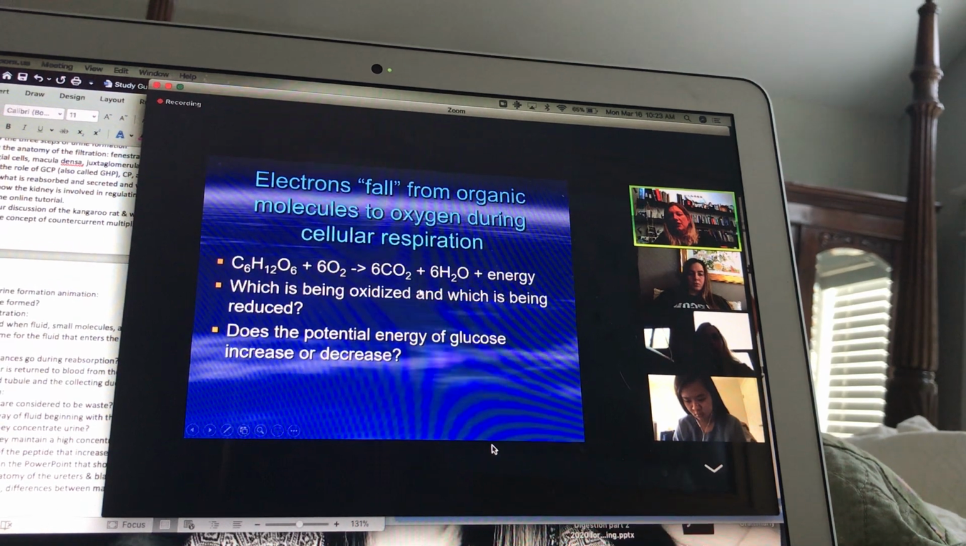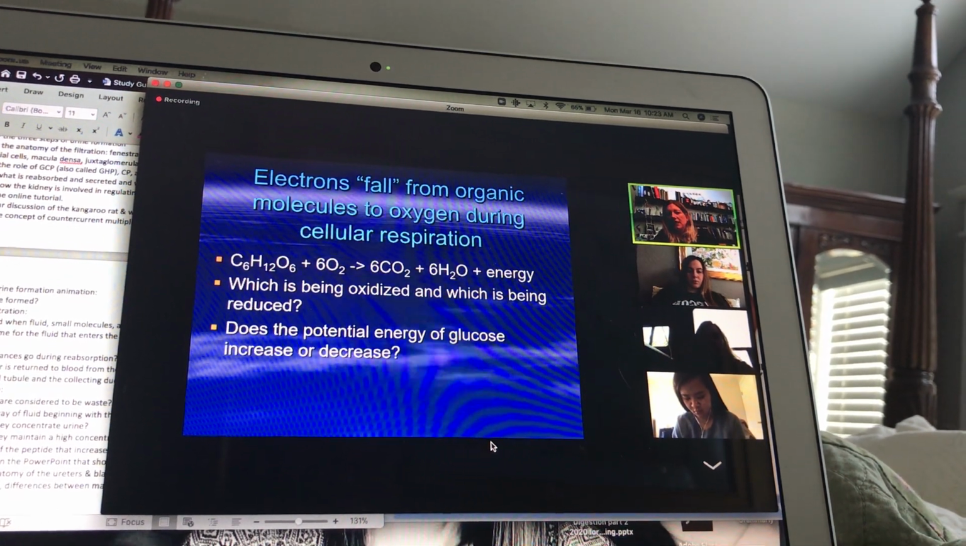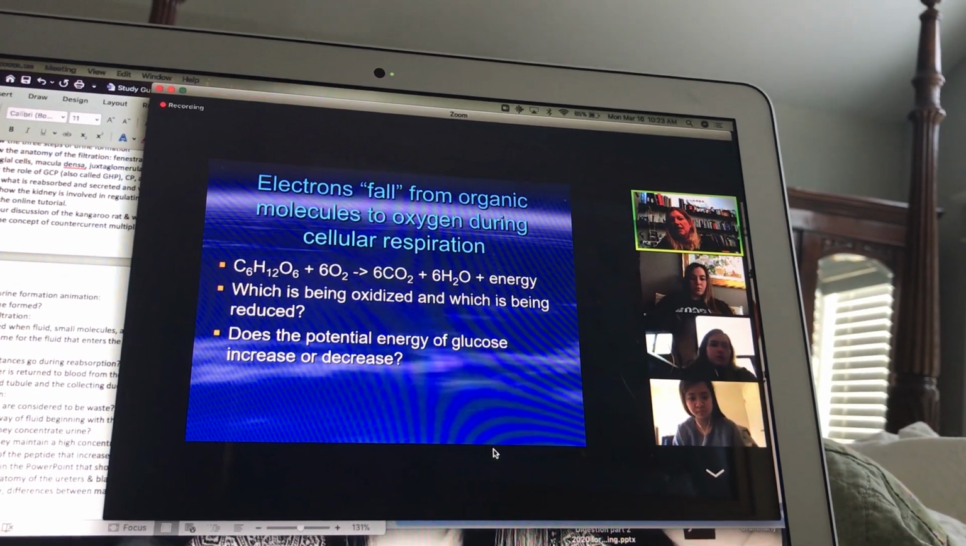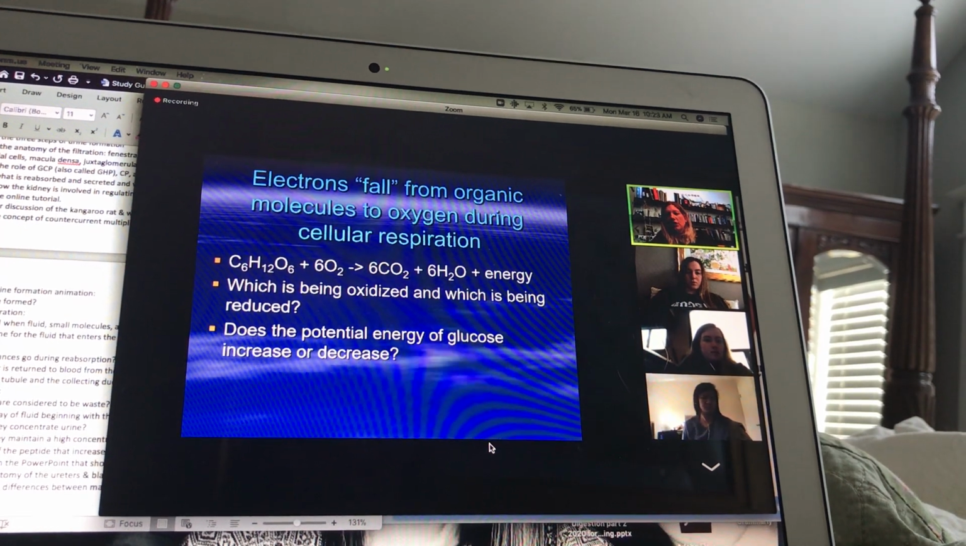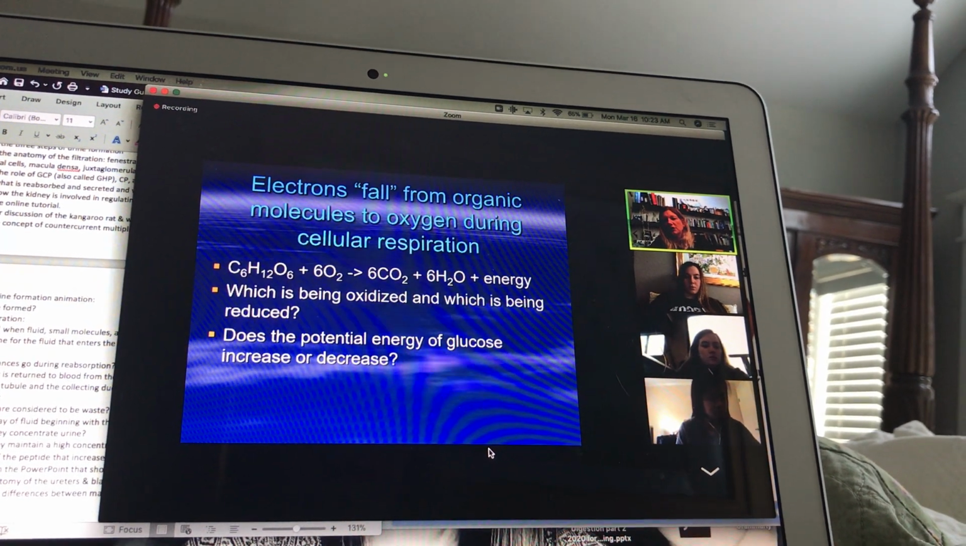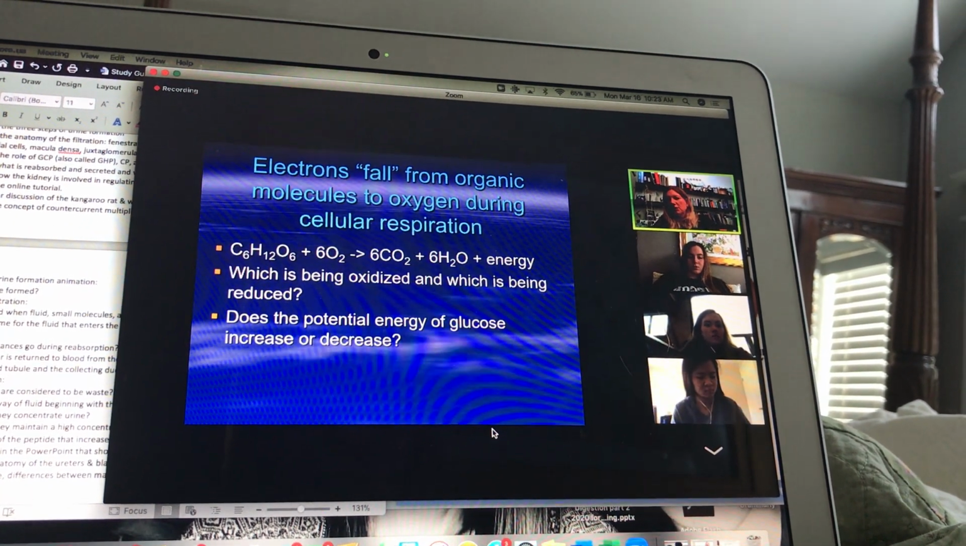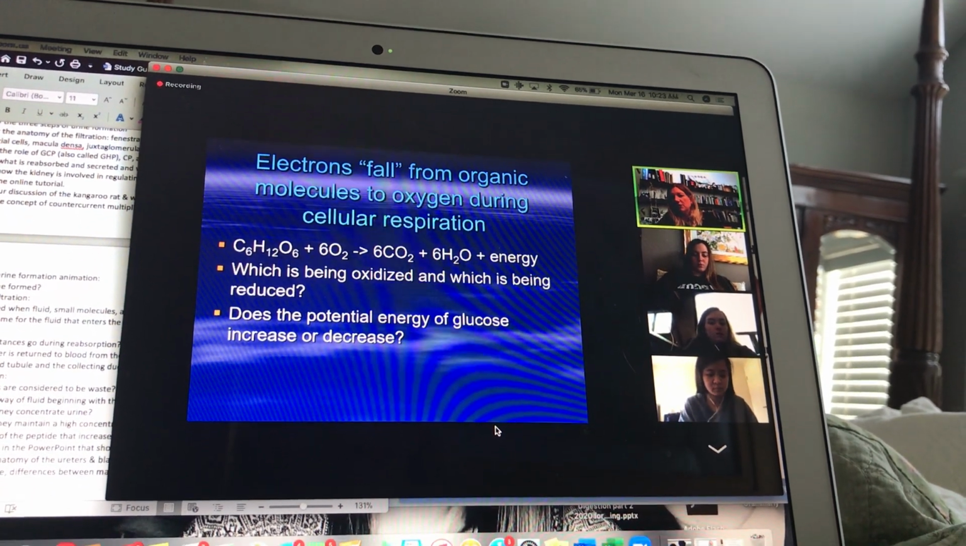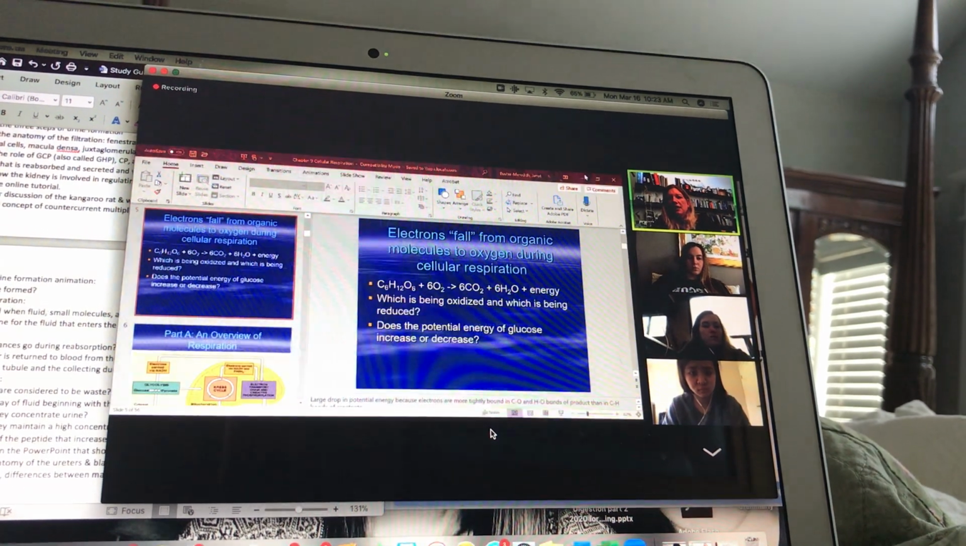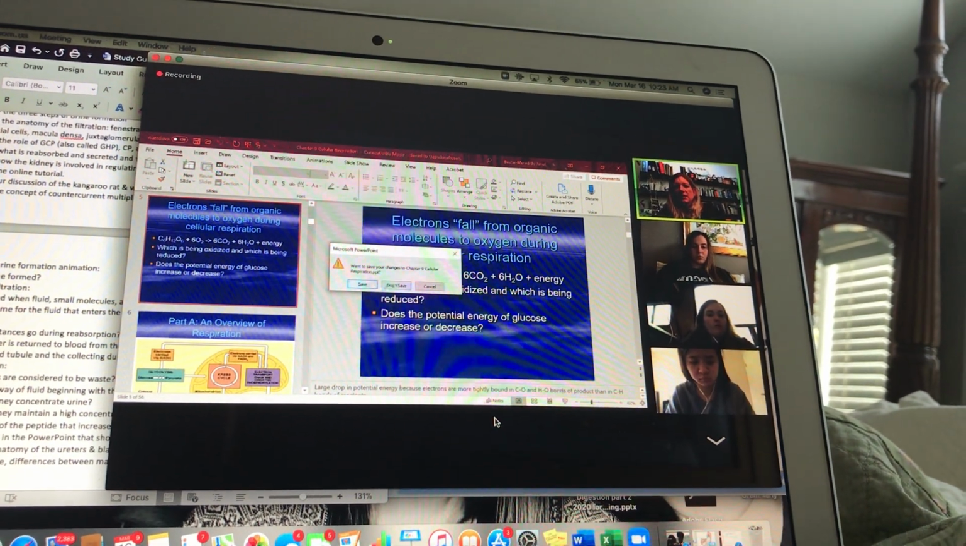So if your cells are trying to generate ATP for whatever process they need, they're going to take sugars or other energy sources. Usually we just start with sugars because it's easier to understand the chemistry of it. And we break down those sugars and we produce ATP and we produce CO2. So in your body, this is also happening.